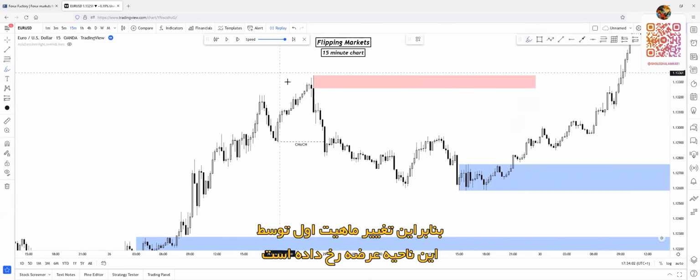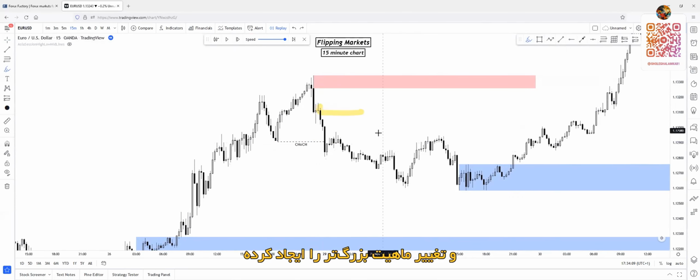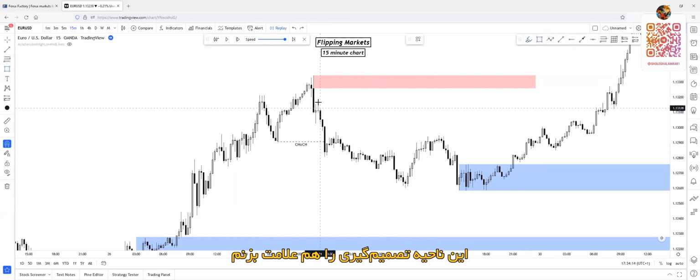And we'll just zoom in. So this supply zone changed the character first. This decisional zone broke structure here and changed the bigger character. So we have 2 supply zones right here, as you can see. I will just mark the decisional one out too.